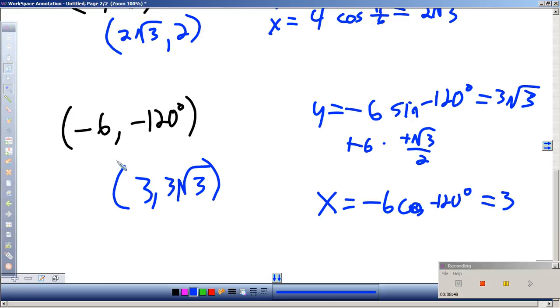Does everybody remember how we checked it, or understand why we checked it that way? We said -120, so we went down here, and then -6 says we're going up this direction, which told us both of them had to be positive.